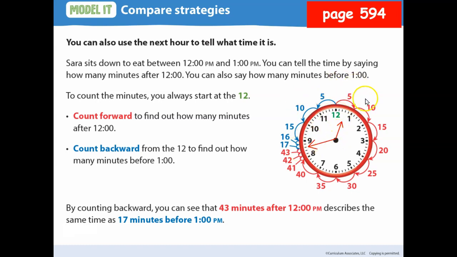Are we almost to 1 o'clock? We're almost to 1 o'clock, right? So if I start at 12 going backwards, I can know how many minutes it is before 1 o'clock. So they went 5, 10, 15, and then they went 16, 17. So how many minutes before 1 o'clock did she start to eat?